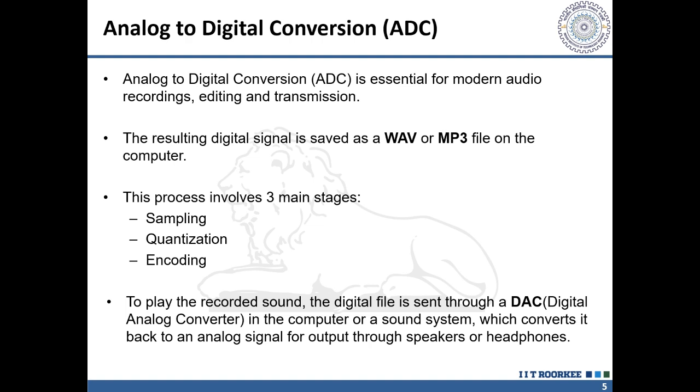Now, to get a digital audio file from an analog audio file, we need to perform three steps, which are sampling, quantization, and encoding. All this would give me a digital file, which I will store as a WAV file or an MP3 file. And to get back the original analog recording, I'm going to use a digital to analog converter, which would play back the sound in its analog form.